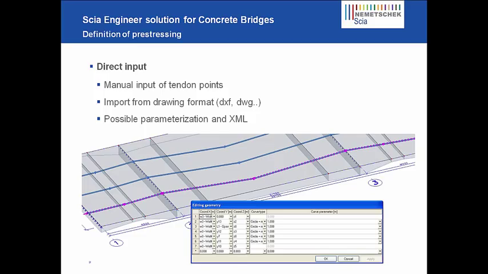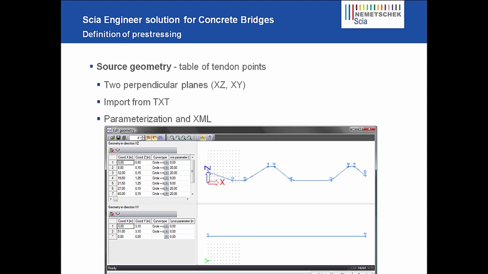And afterwards it's also possible to change these coordinates, these positions, or even parameterize them, so that you indicate a parameter as a certain distance or height. The other possibility is source geometry, and as you can see in the image, here you're just inputting numbers, and these numbers still have to be inputted into the software, into the model. You can also import these numbers from a text file, and they can also be parameterized or used through XML.